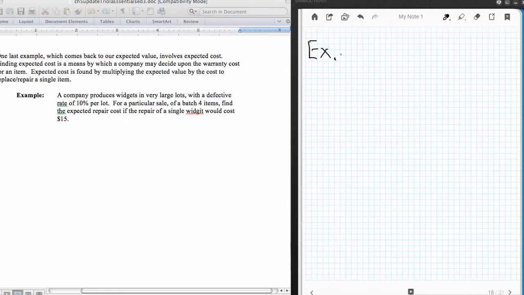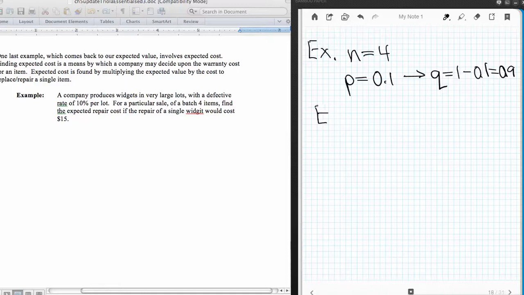And so we have our N, which is equal to 4. Our probability of finding a defective, which is 0.1, which then leads to our Q, which is 1 minus 0.1, which would be 0.9. And then we have our expected value. So expected value here is our N times P, so 4 times 0.1. So an expected value is the average number of defectives in a lot, so that's our mean.